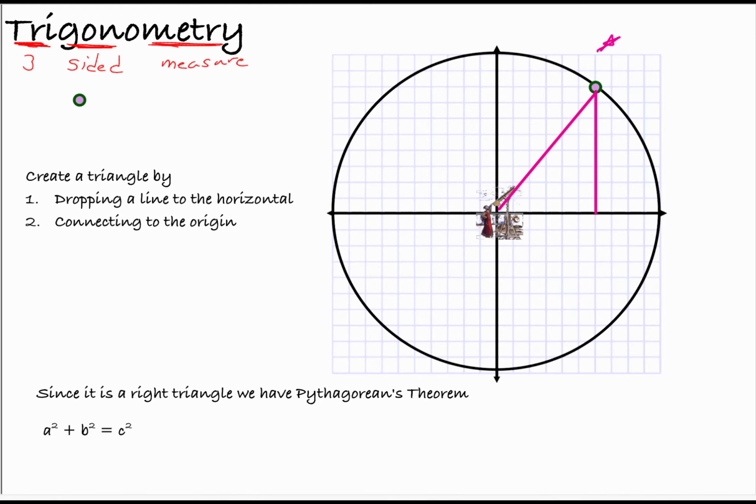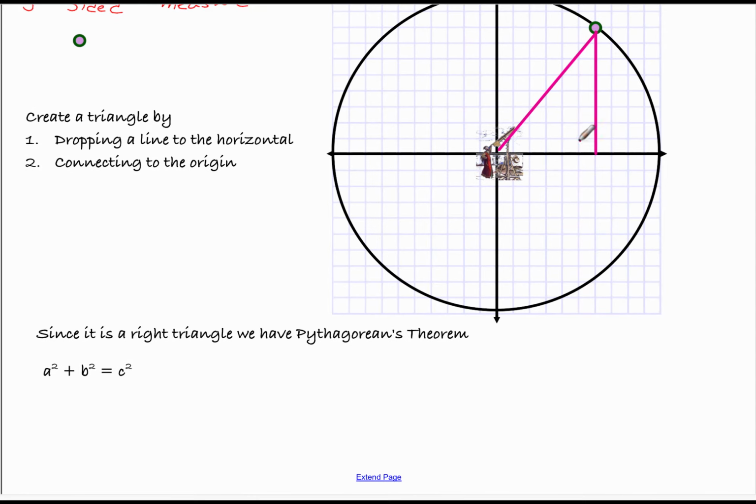What we have to remember is what type of triangle we've created. Well, we've created a right triangle. Thus, we have Pythagorean's theorem: a squared plus b squared equals c squared. And it doesn't matter which side is a or b. What does matter is this angle created here, which we will call theta. So in this case, we made a the adjacent side and b the opposite side. So this point up here now plays a dual role.